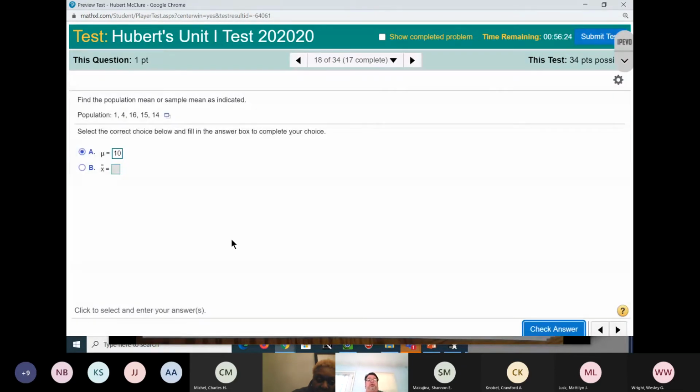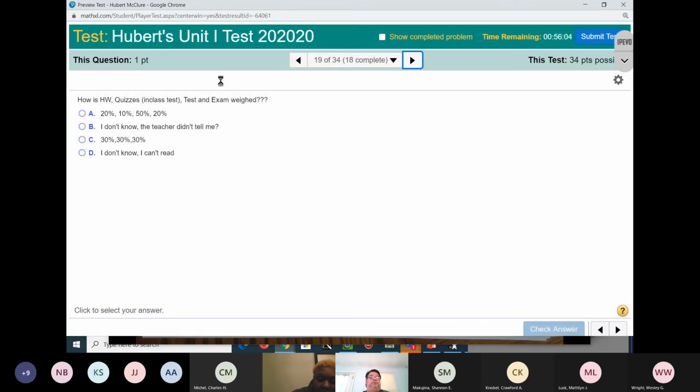No, this one is not a simple question because you have to what? Read. You got to read. If it said sample here, then you would pick X. Why is it not 30, 30, 30? Because it doesn't add up to 100.